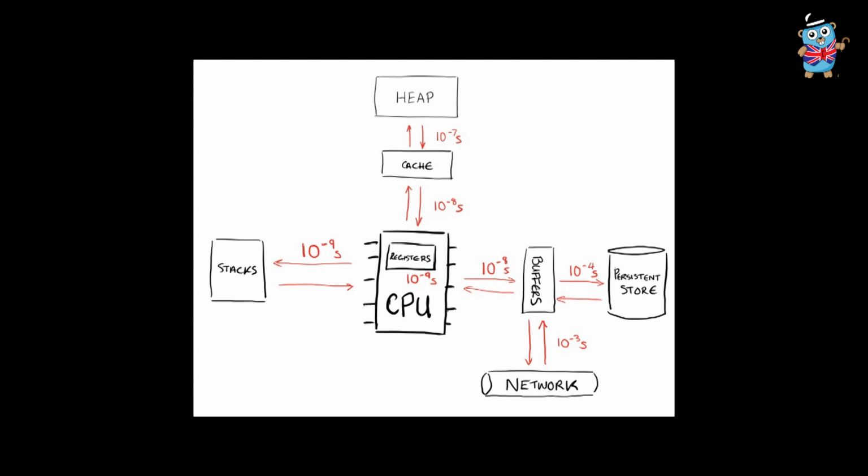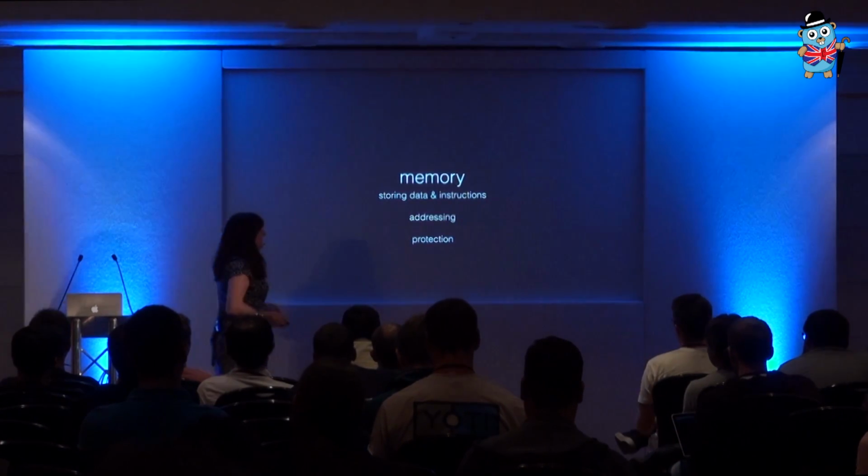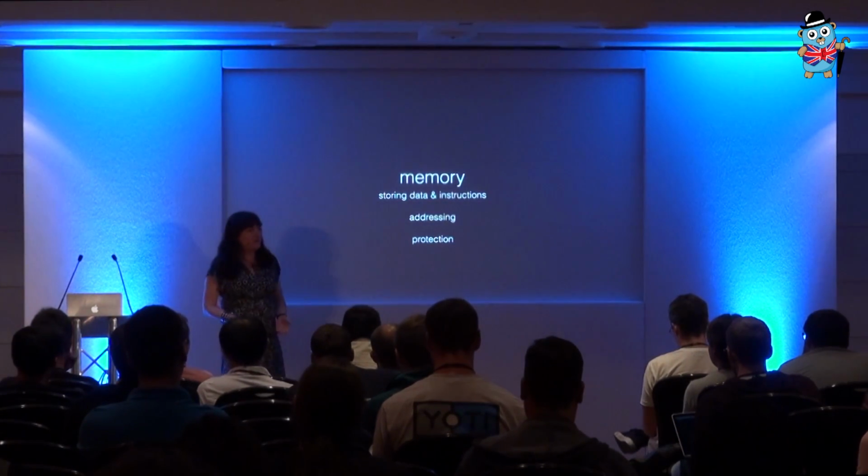These are very approximate. They change. You can build hardware that gets around these for particular purposes. But it's interesting to think about the different timings involved. Now, we're going to start off by looking at memory.